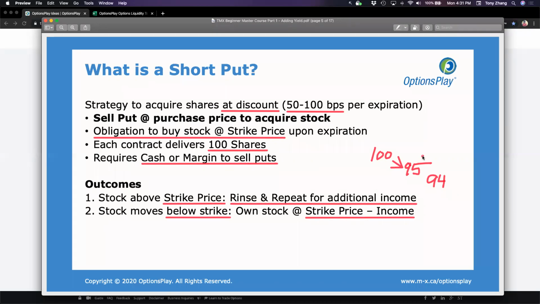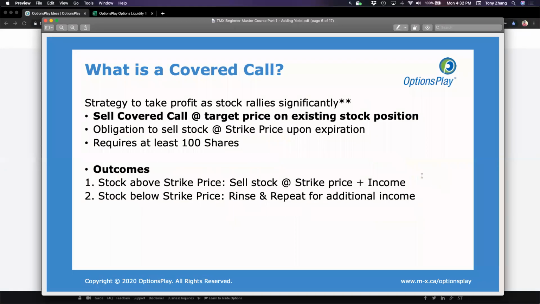Great. So let's say you use short puts or you place a limit order, however you acquire your shares, and you actually acquired this stock, whether at $95 with the limit order or $94 with the short put. Now that you own your stock, now we can take a look at selling a covered call. Most of you, if you've learned about options trading, if you've traded options, have probably heard of this term called a covered call. So let's talk about what a covered call actually is.